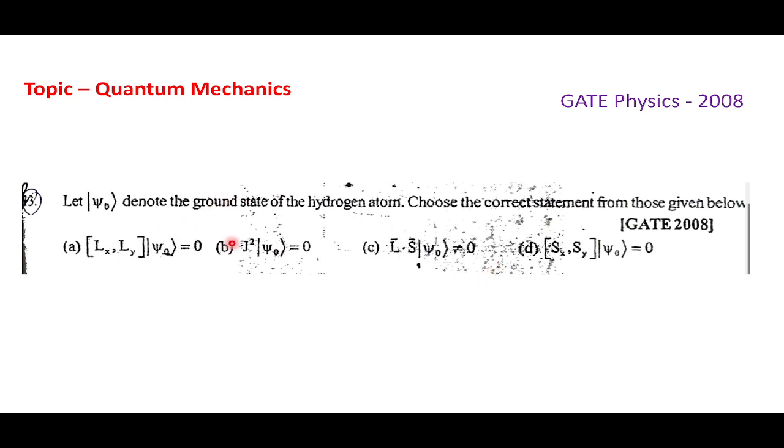Okay, this question I want you guys to solve. Let phi naught denote the ground state of hydrogen atom. Choose the correct statement from those given below. First option: the commutator of Lx and Ly operating on phi naught is 0. Second option: J square operating on phi naught equals 0. Third option: L dot S operating on phi naught is not equal to 0. And last option: the commutator of Sx and Sy operating on phi naught equals 0. So you have to find the correct option from these four options.